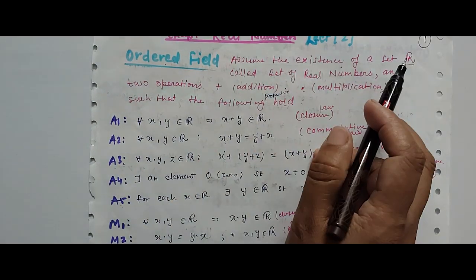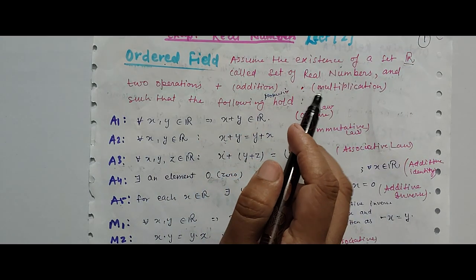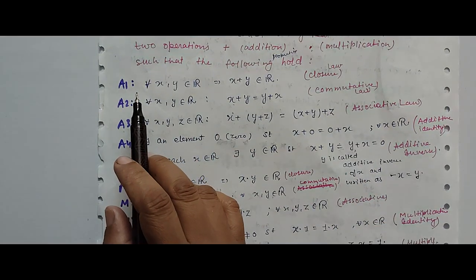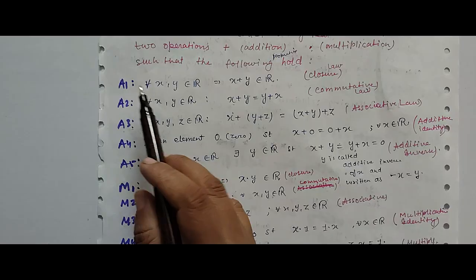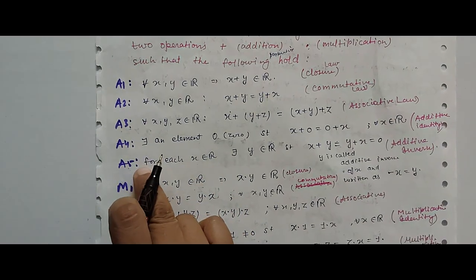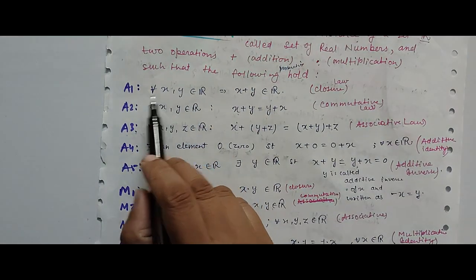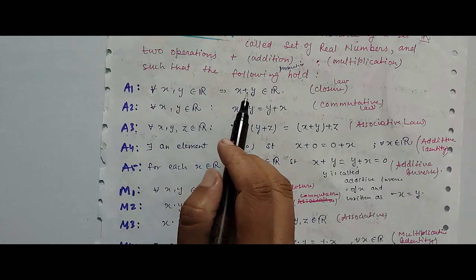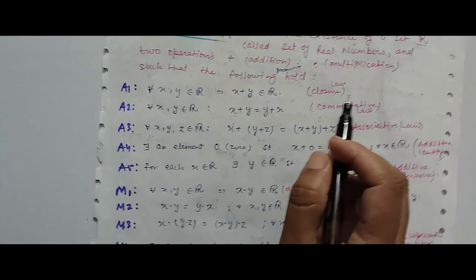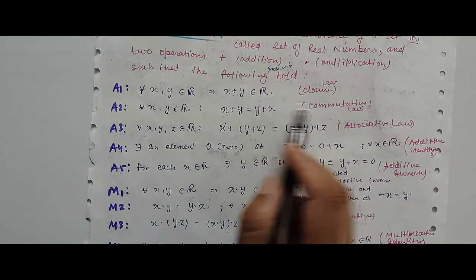We are taking the set of real numbers with two operations: one is addition and the other is multiplication. Look at the properties which the set of real numbers holds. A1, A2, A3, A4, A5 are the properties related to the operation addition. The first property is: for all x, y belongs to R, it implies x plus y belongs to R. This is the closure property. With respect to addition, R is closed.